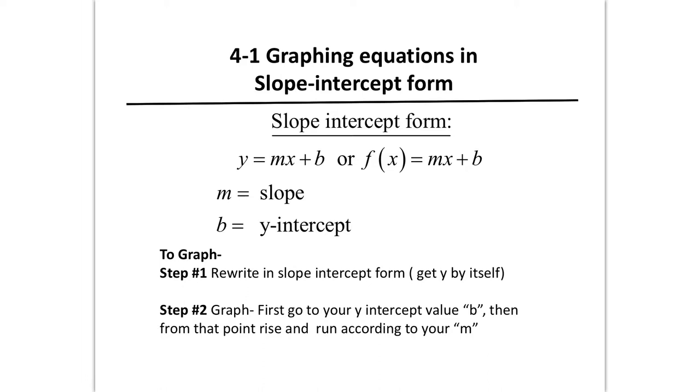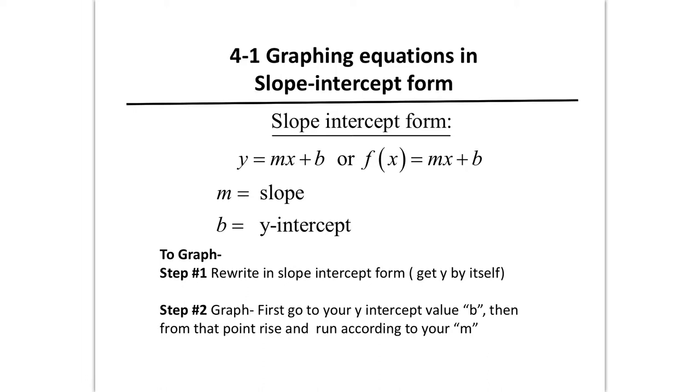So let's go ahead and look at that form first. The slope-intercept form is when you have y equals mx plus b. In function notation, you might have f of x equals mx plus b. There's three forms that you need to understand in order to graph a line. We are talking about the slope-intercept form first, but there's also the standard form, which we talked about a few videos ago, and we also are going to look at the point-slope form.